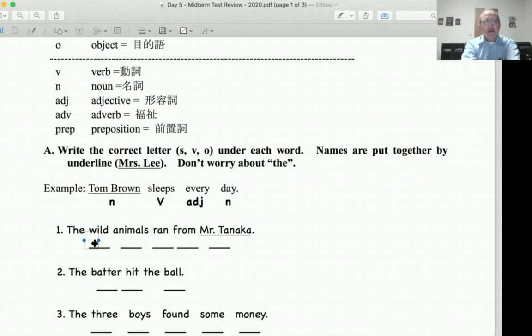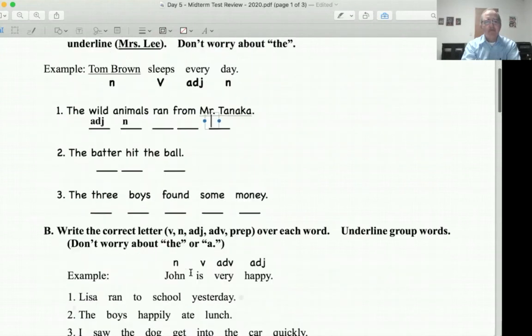Wild. Wild is an adjective. So we're going to write ADJ. Animals. That's a noun. So we're going to write an N, okay? And you continue writing for these all the way down. Practice, okay?